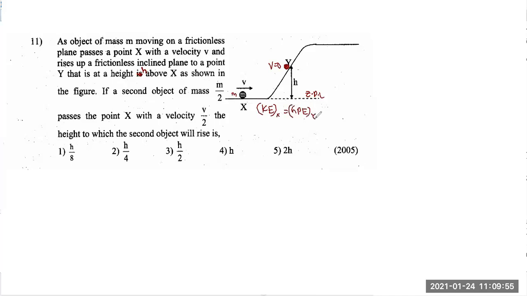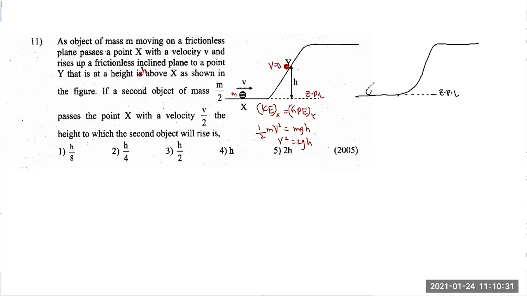What is the kinetic energy at x? That is half mv squared, and the gravitational potential energy at y is mgh. Therefore, the relationship is v squared equals 2gh. That's the first thing. Now, the same setup, but they are going to change the mass and velocity as well. Same thing, and I'm going to take the same level as my zero potential level.